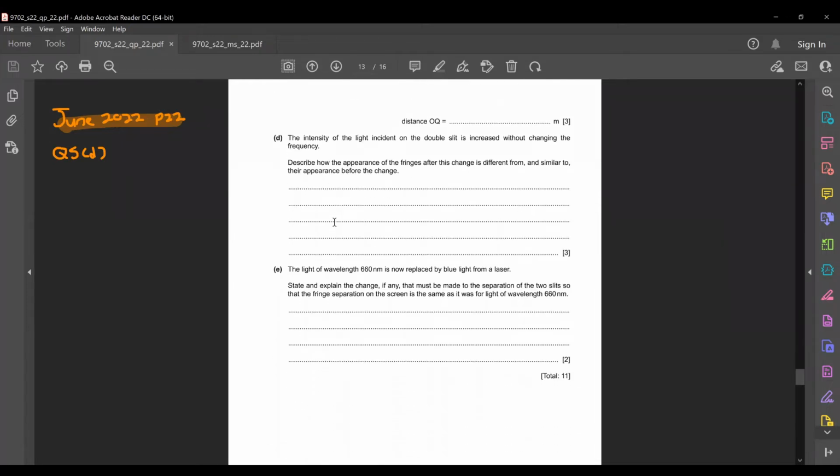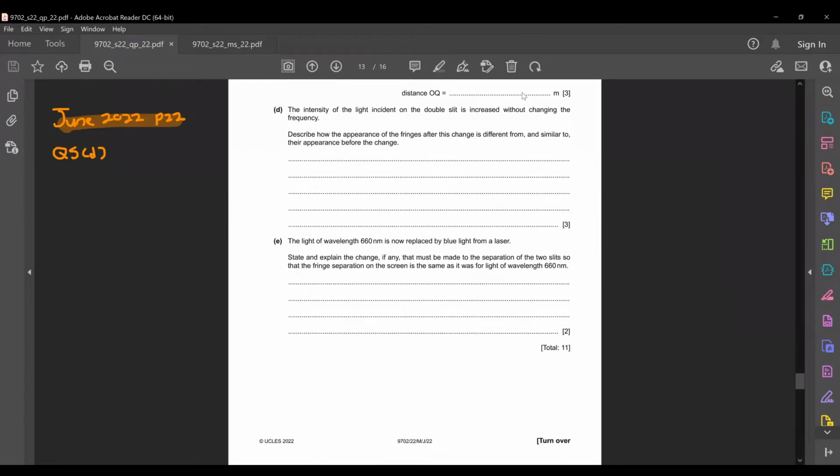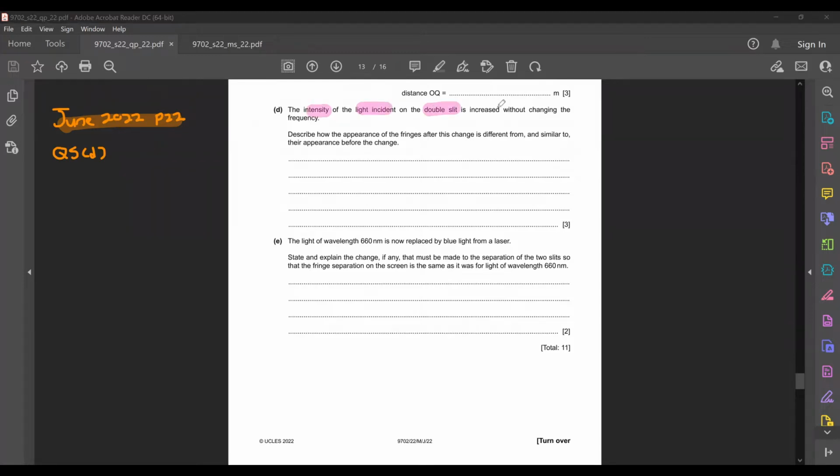If you look at part D, they mention this. The intensity of light incident on the double slit is increased without changing the frequency. Describe how the appearance of the fringes after this change would be. Is it different from or similar to their appearance before the change? Okay, so for your case here, they mention intensity is increased, but we're not changing the frequency.